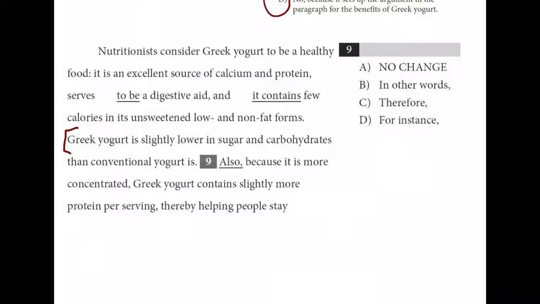Number 9. Starting with Greek yogurt. Greek yogurt is slightly lower in sugar and carbohydrates than conventional yogurt is. Also, because it is more concentrated, Greek yogurt contains slightly more protein per serving, thereby helping people stay satiated. A. No change is correct because it properly introduces an additional health benefit in a series of sentences that list health benefits. Also is the logical and coherent choice to communicate an addition.